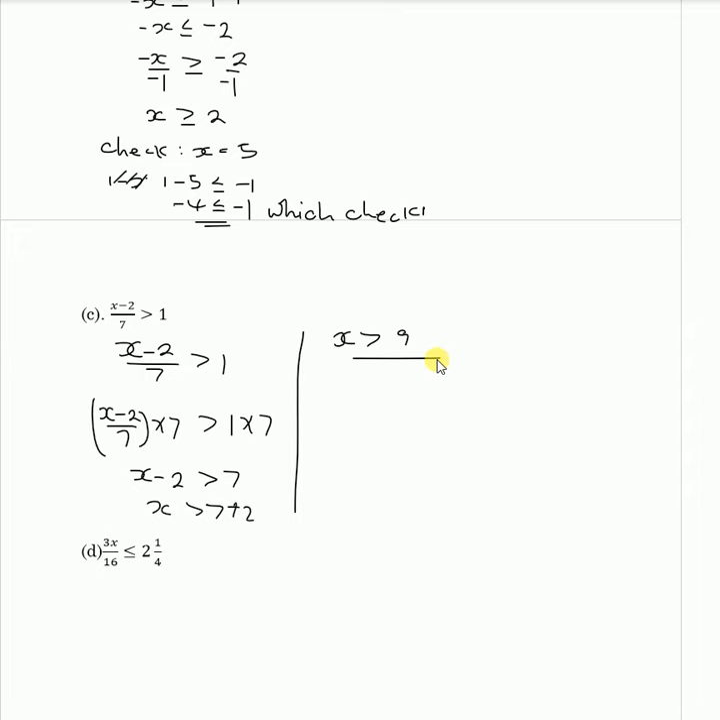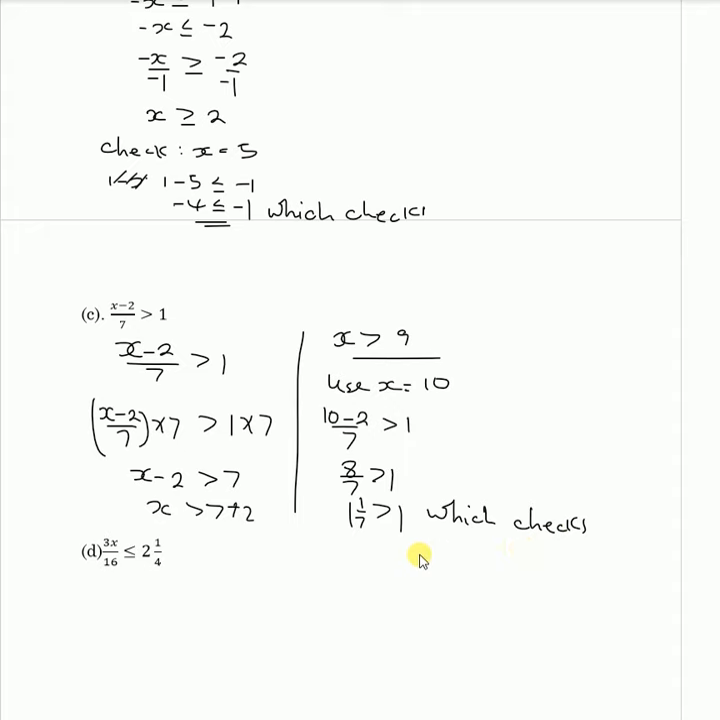That is the inequality. Now to check, use x equal to 10, because 10 is greater than 9. So let us test with x equal to 10. We have 10 minus 2 over 7 is greater than 1. 10 minus 2 is 8 over 7, greater than 1. This is one whole number and 1 over 7, greater than 1, which checks. This one checks.